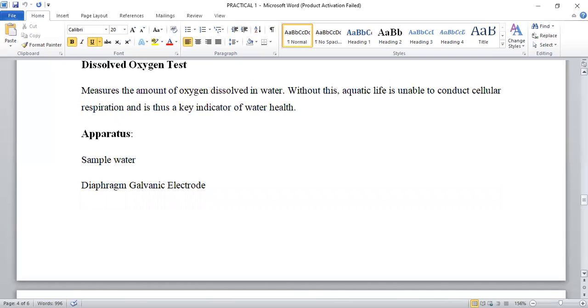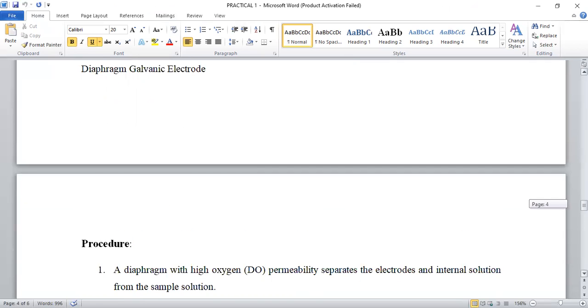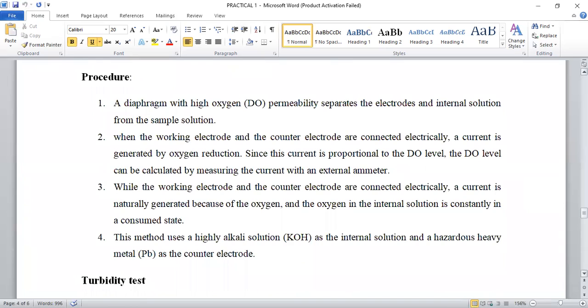It measures the amount of oxygen dissolved in water, and without this, aquatic life is unable to conduct cellular respiration, and it is thus a key indicator of water health. The apparatus for testing dissolved oxygen is a diaphragm, a galvanic electrode, and a sample of water to test. The procedure for this test is very simple.